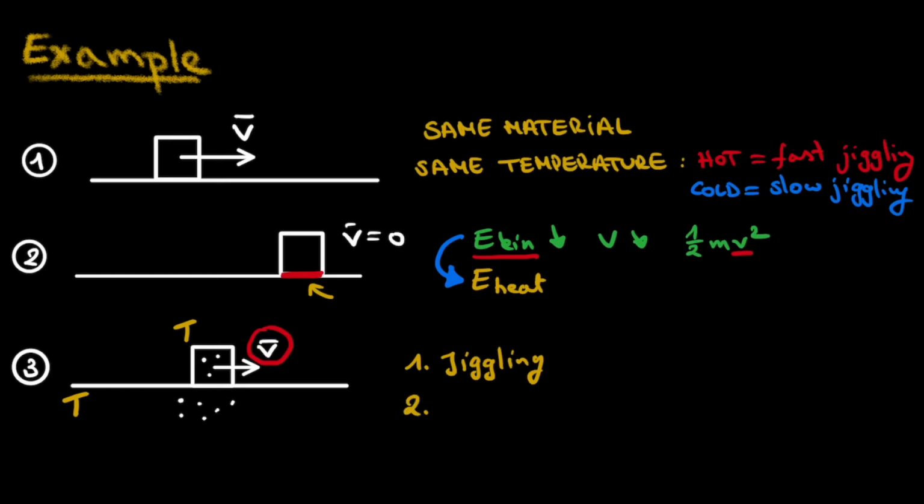However, the second component of the velocity of atoms inside of the object is an ordered motion. The fact that all of these atoms, even though they are jiggling in random directions, will all have a large component to the right. So this will be the ordered velocity. Now to see what happens at the surface and how the surface is actually increasing in temperature as the object slides across the surface, let's zoom in a little bit.